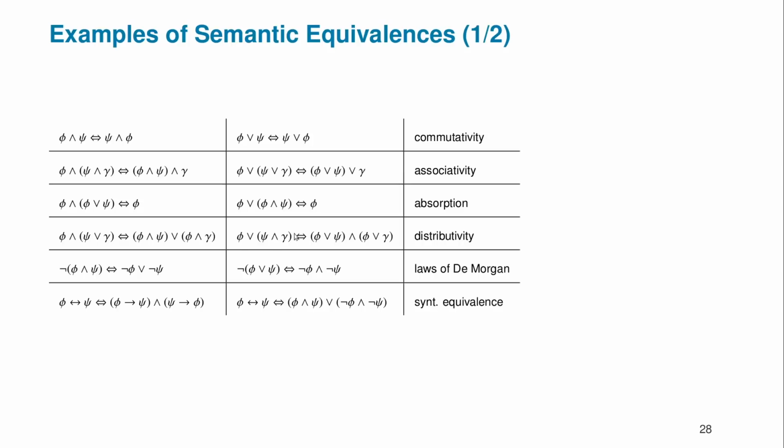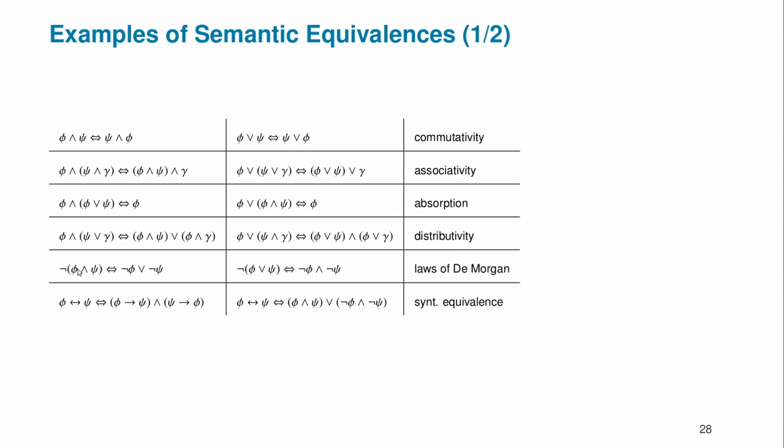Then we have distributivity. This you should also know from math. So if we have phi and psi or gamma, then we can distribute this phi inside and get phi and psi or phi and gamma. This is distributivity.